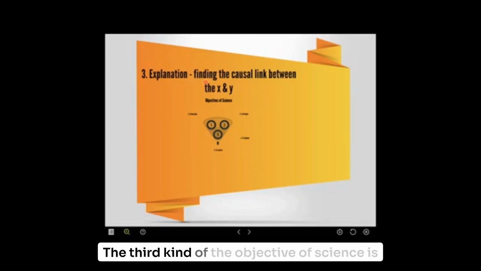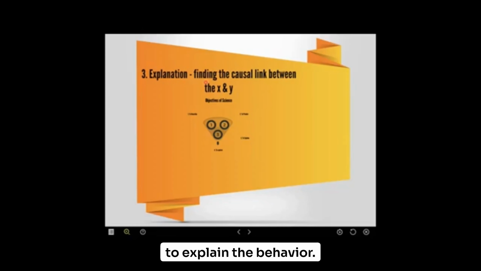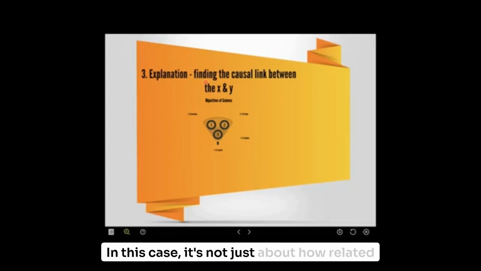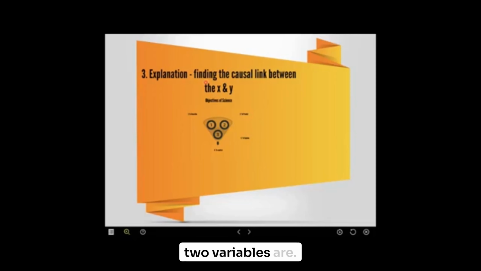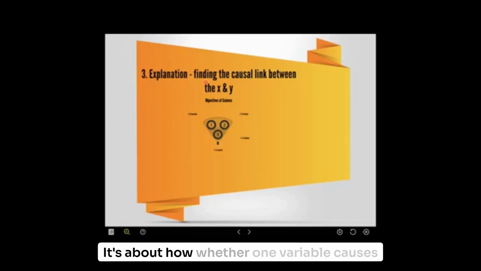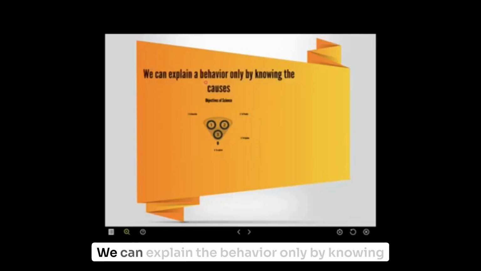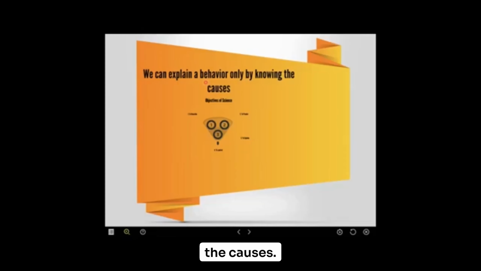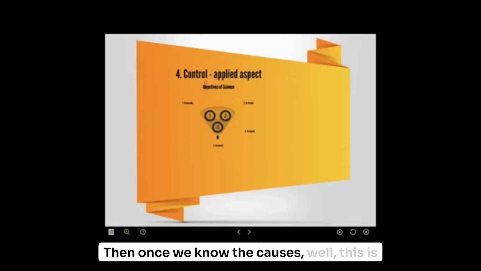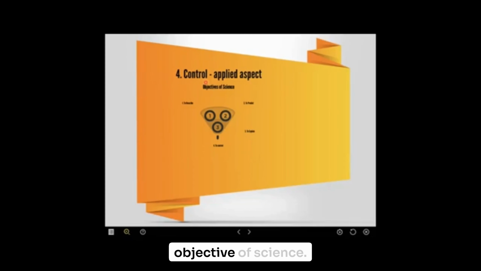The third objective of science is to explain a behavior. In this case, it's not just about how related two variables are, it's about whether one variable causes the other, whether X causes Y. That objective is called explanation. We can explain a behavior only by knowing the causes. Once we know the causes, you can actually control the behavior. That's the applied objective of science.